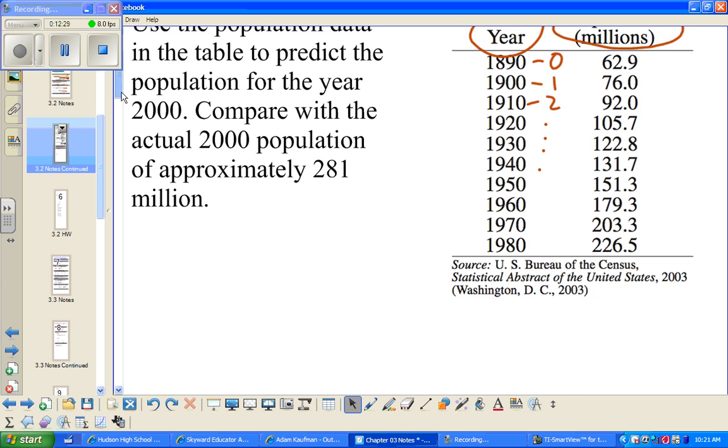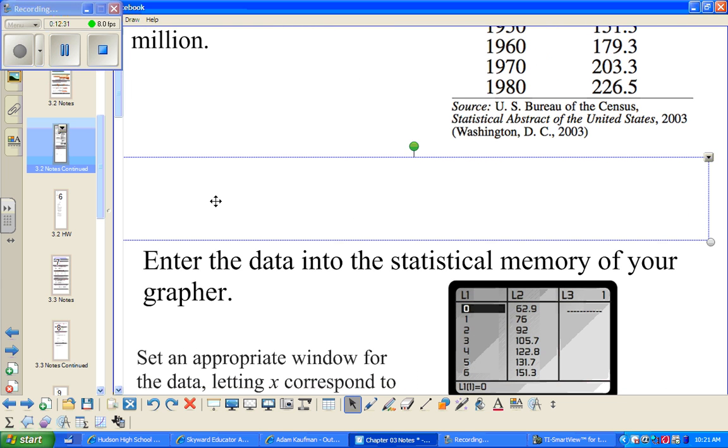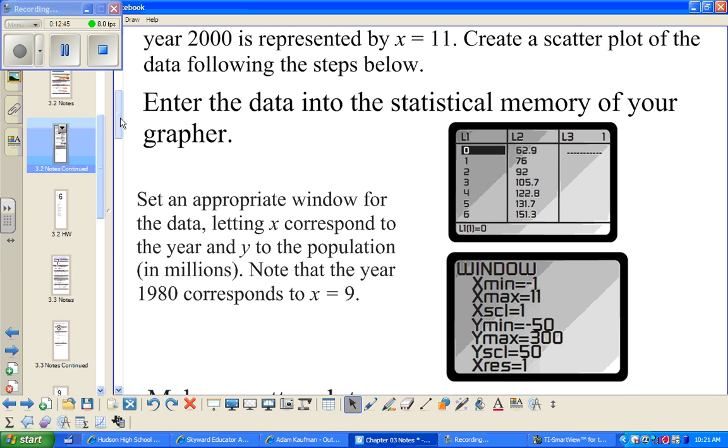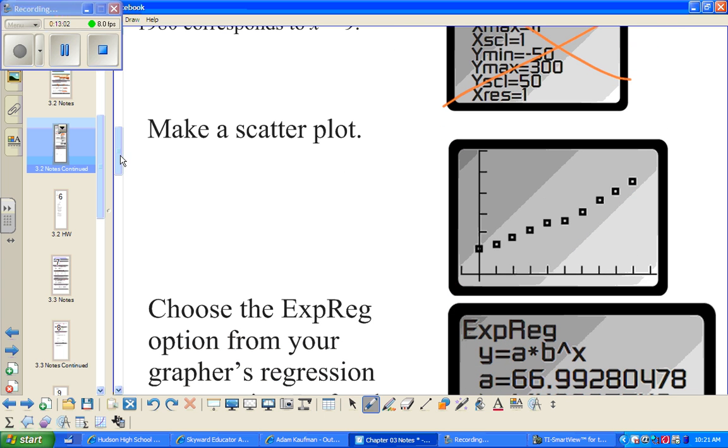So now what you should have done was enter the data into your calculator. As I mentioned, the year 2000 would be represented by x equals 11. Create a scatter plot. Put the data into your calculator and set it in an appropriate window. Actually, you could just use your zoom stat function. That's the best way to do it, so I wouldn't even worry about this window. I just use zoom stat. Make your scatter plot.